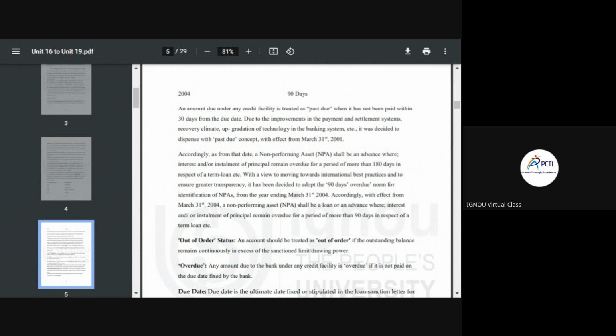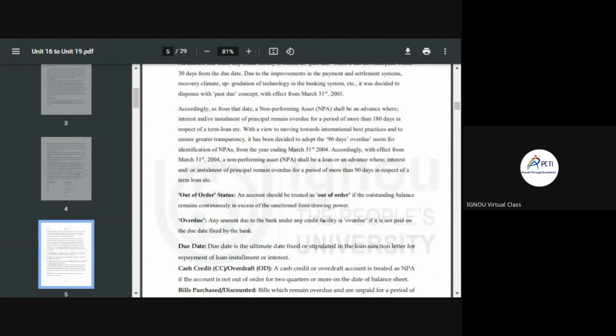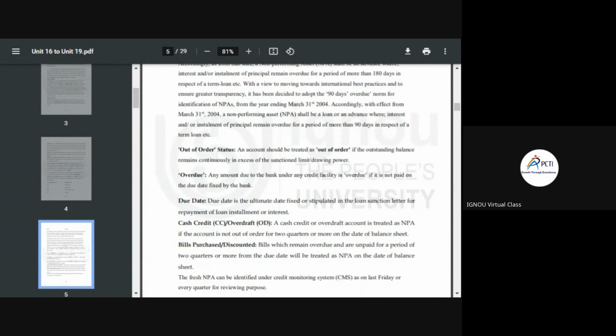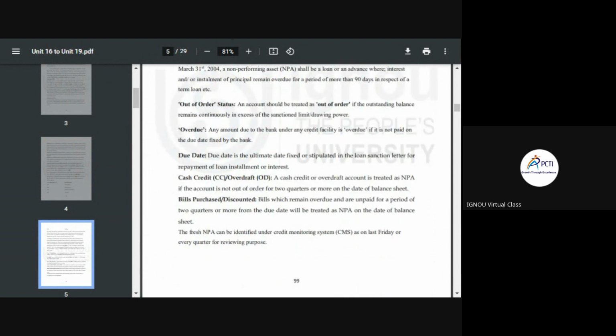Due to the improvement in the payment and settlement system, the recovery climate, and the upgradation of technology in the banking system, it was decided to dispense with the past due concept with effect from 31st March 2001. So now we have a term called out of order status. If the outstanding balance remains continuously in excess of the sanctioned limit or drawing power, that is known as out of order status.